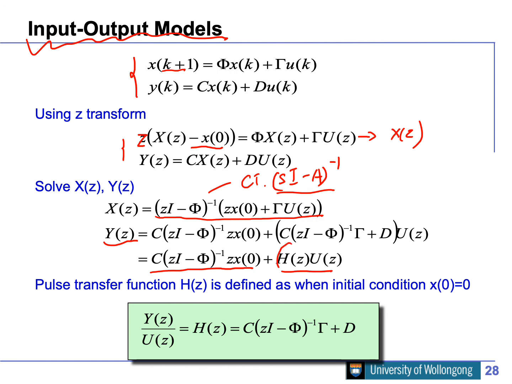And actually this is our transfer function, H(z), which is equal to C multiplied with (zI minus phi) inverse multiplied with gamma plus D. For the continuous time, it's C (sI minus A) inverse multiplied with B plus D. So exactly the same thing. This is when we have initial condition 0. That's the definition of the transfer function. The initial condition x0 is 0, so this part can be ignored. You only get a transfer function.